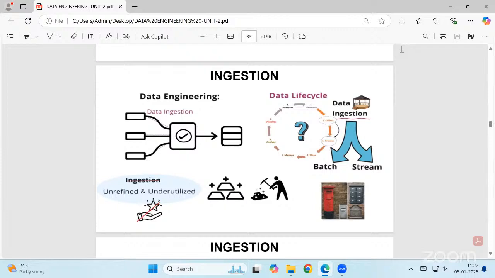We are going to do it in two ways: batch ingestion and stream ingestion. Batch ingestion means we fix some specific time. For every one hour, I will collect the data, like a post box. What does a post box do?